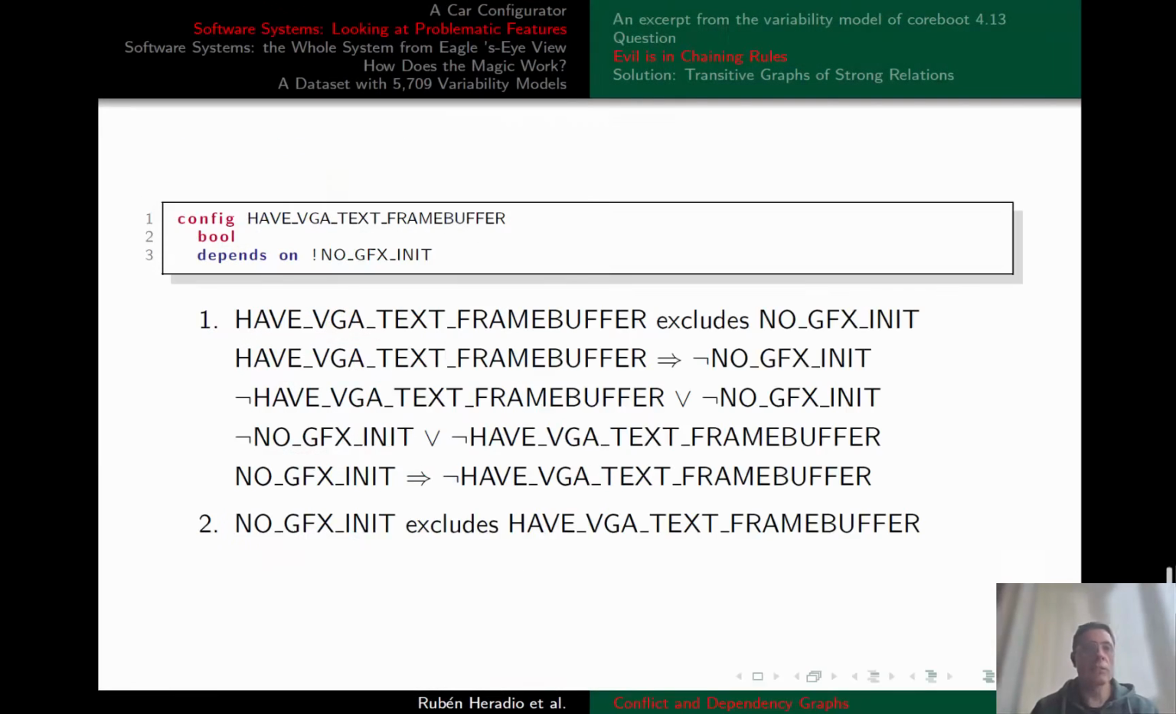Welcome back. Let's work the solution step by step. First, HaveVGA text frame buffer depends on not selecting no GFX init. In other words, the first feature excludes the second one. As you can see here in this logical proof, exclude relationships are symmetrical, which means that this is totally equivalent to saying that no GFX init excludes HaveVGA text frame buffer.